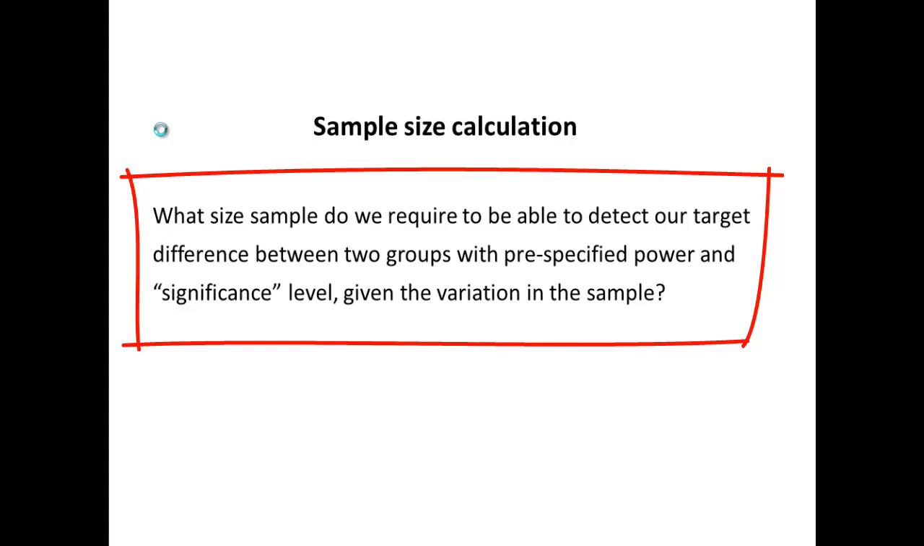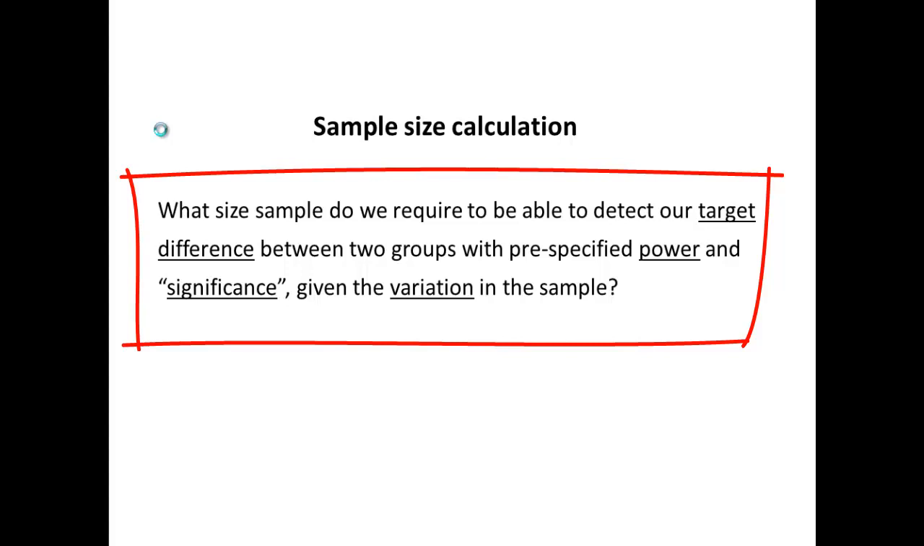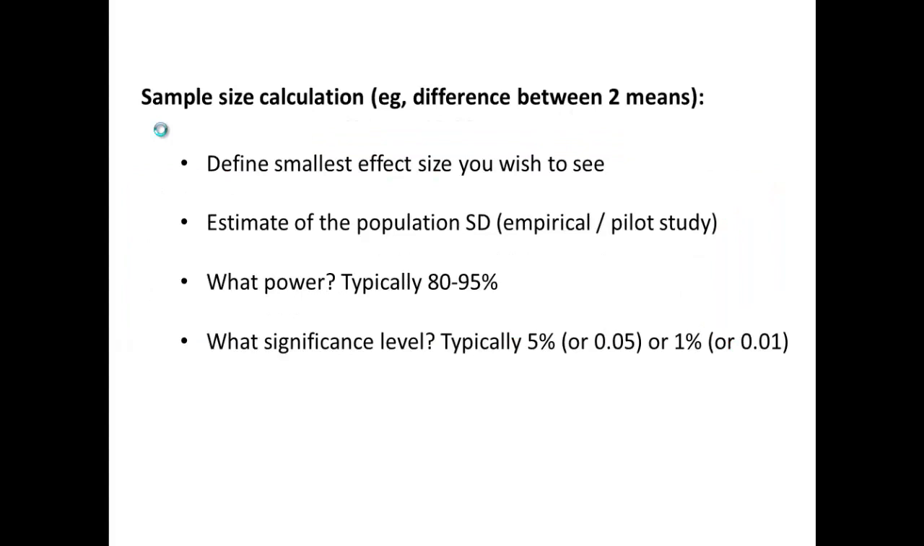That's a bit of a mouthful, but you can see 4 conditions upon which a sample size is based. The target difference, the power that we want to have, the significance level we're going to use, and the variation that exists in the sample. So these are the 4 factors that we typically need to specify to do a sample size calculation.